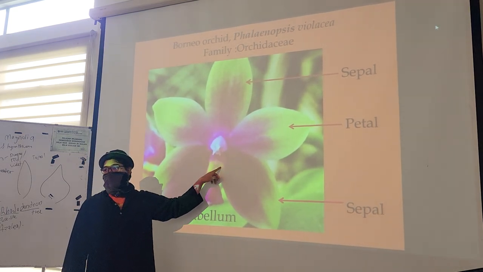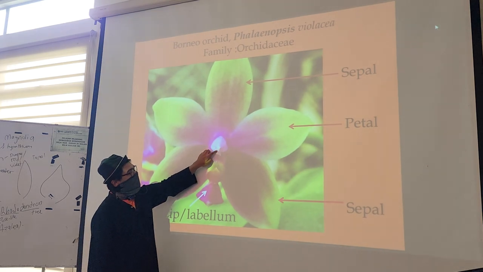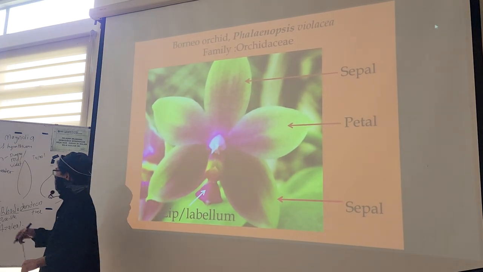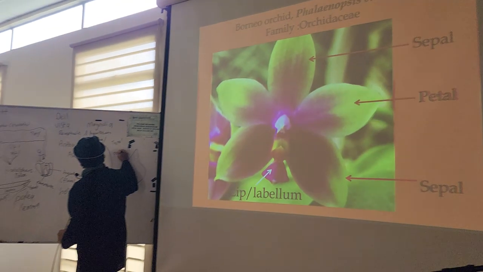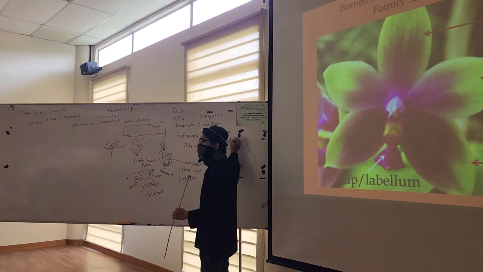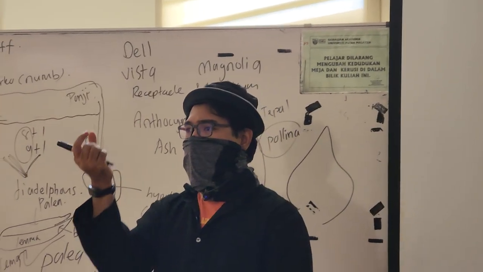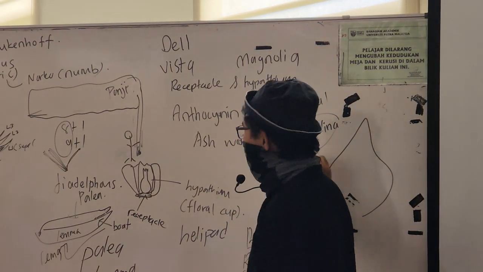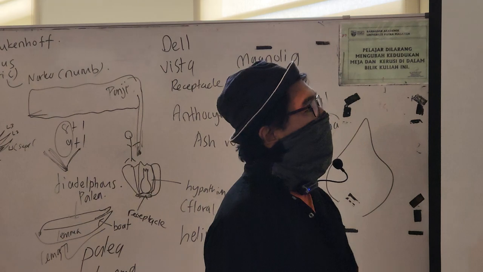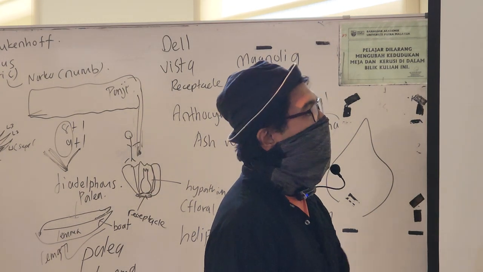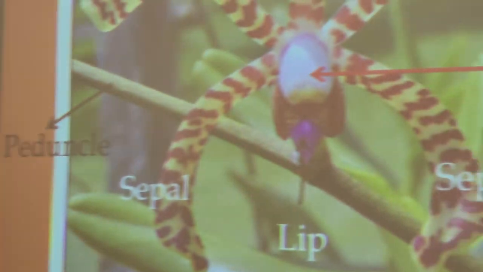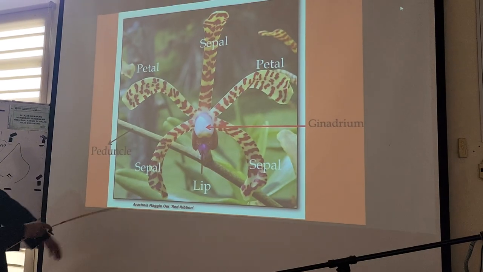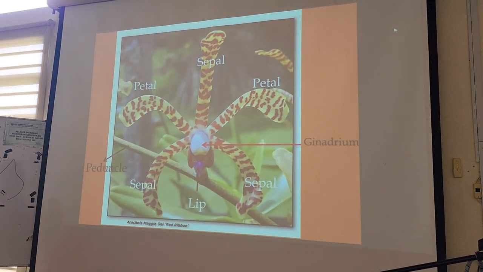There is a hole in here. The pollen is just here. The pollen in a mess. We call it pollinia. I think I showed it to one of the groups. The pollinia is a mess of pollen. Right? Okay. Go on. Is it the same? Better, better. See? Look, all the same.